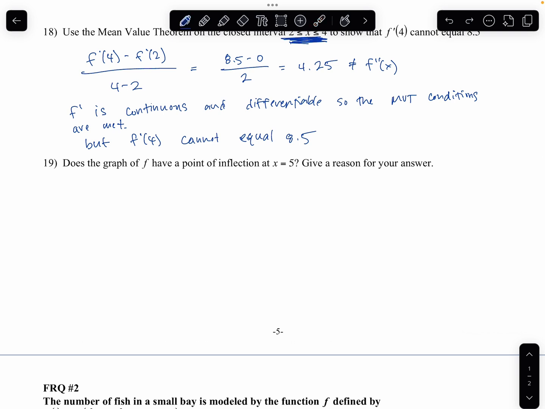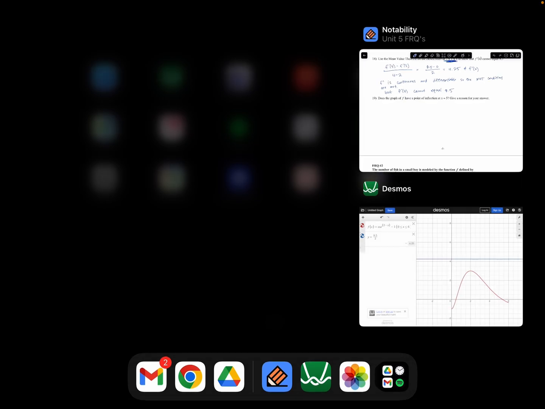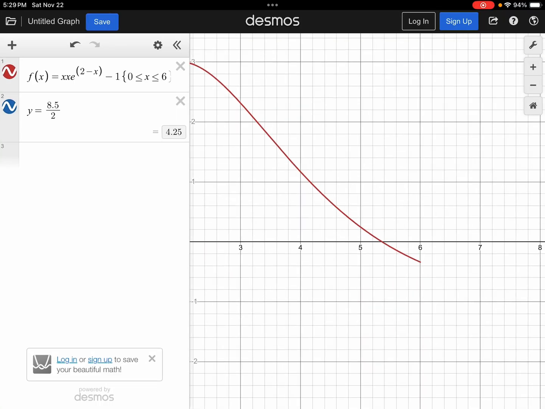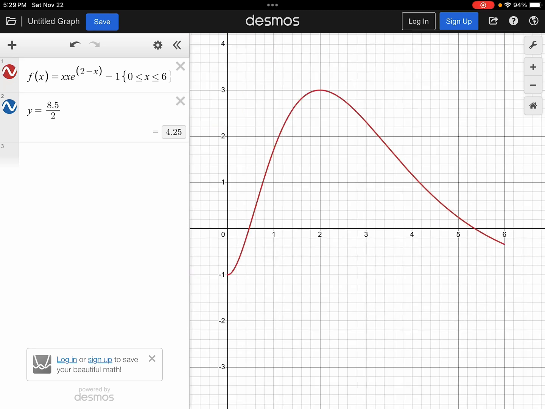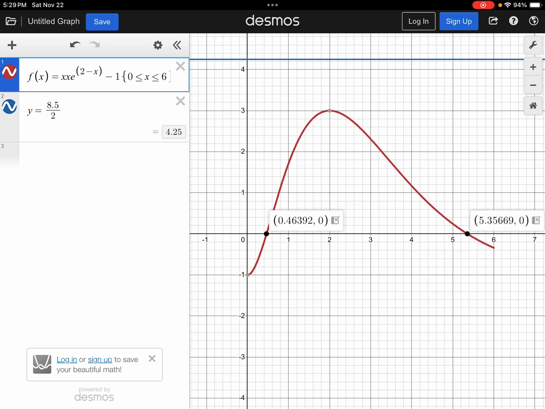All right, so for 19, does the graph of f have a point of inflection at x equals 5? So if there is a point of inflection at x equals 5, then f double prime has to be changing from positive to negative. So let's go in here. You can see that it does change signs, but it doesn't change signs at x equals 5.